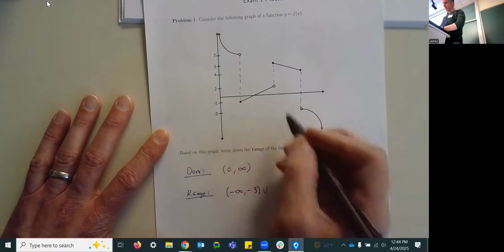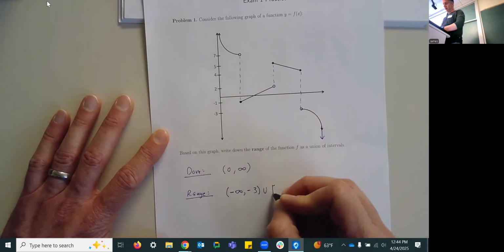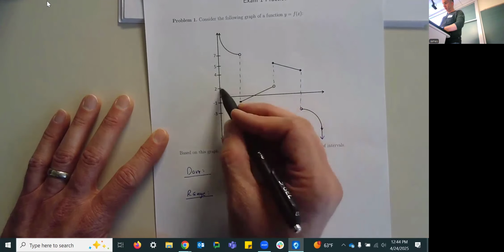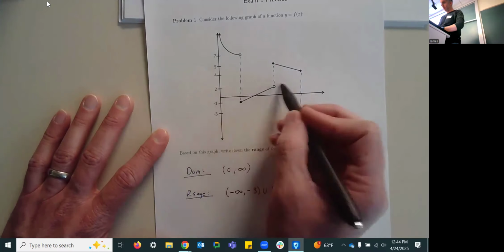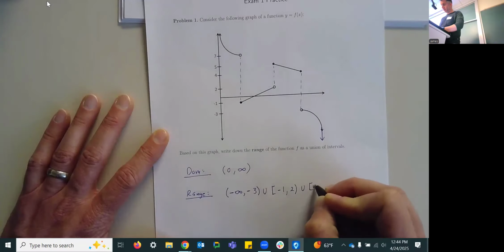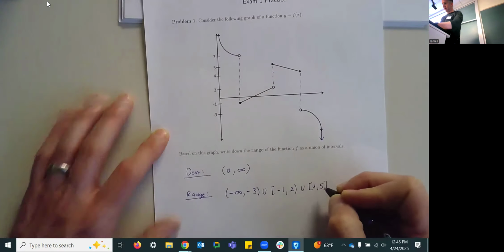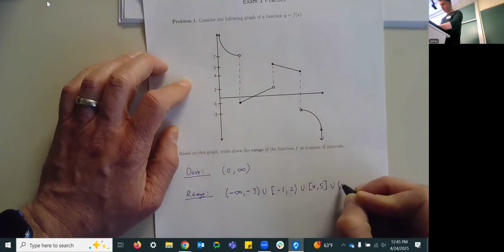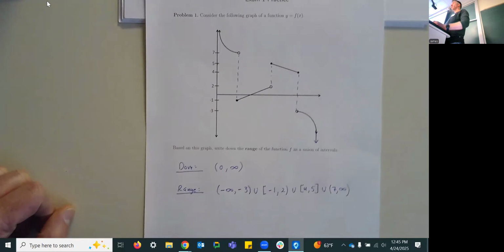Yeah, if we keep going up, we get -1 is the next kind of lowest thing we have, and that's included. It's going to be a bracket -1 up to all the way to 2, but with the parentheses, because we're not including 2. We keep going up, up, up. Looks like 4 is the next value we get, and we do get 4. So it's a bracket 4 up to a 5, also included with the bracket. We don't have anything between y equals 5 and y equals 7, but we do start back at 7. But we're not including 7, we're excluding 7 because there's a hole there. So that's how we find the range based on this graph.